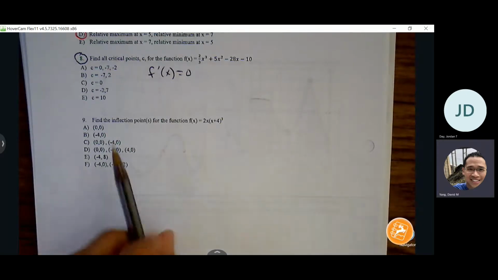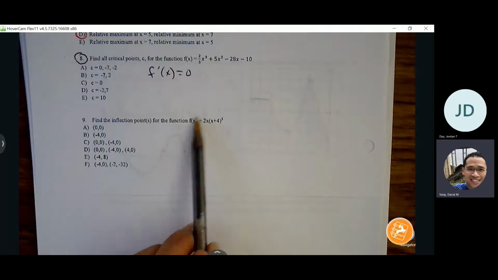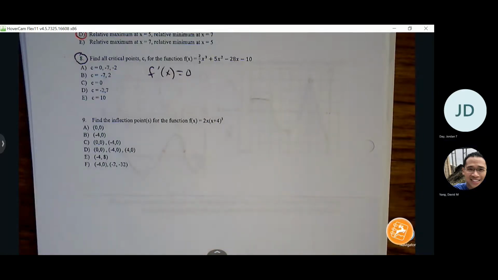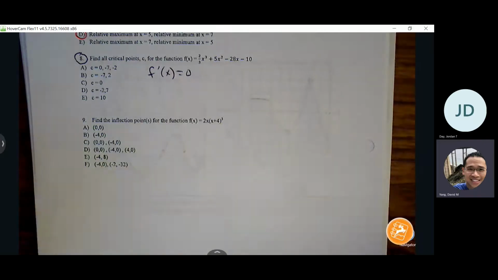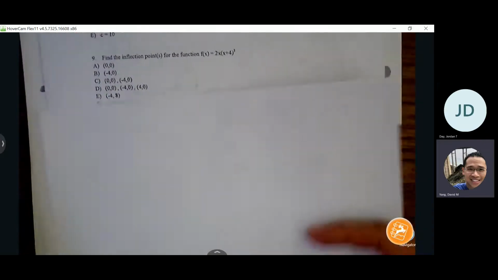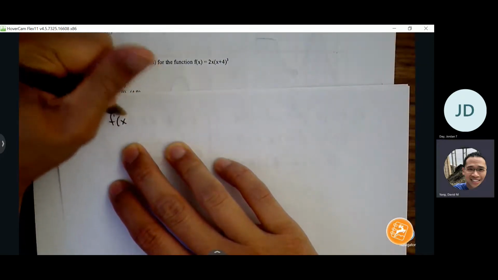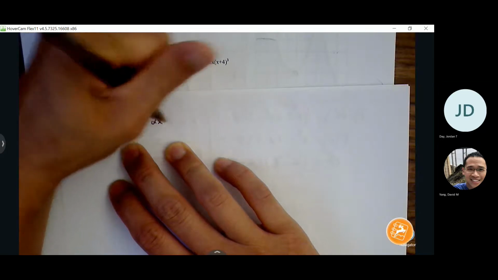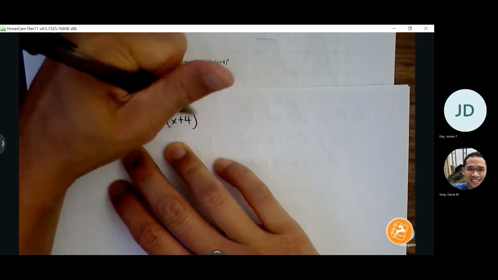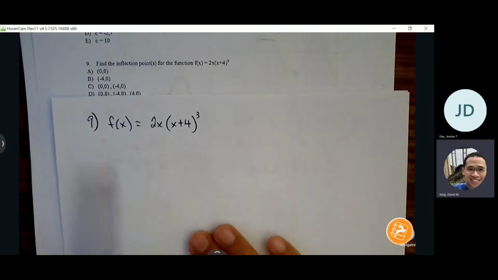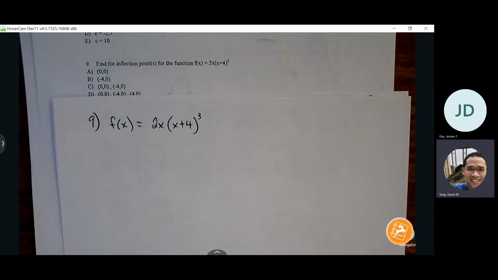Find the inflection points. Inflection points come from the second derivative. We have to make our way down to the second derivative. Okay, the algebra is a little messy here, but first thing is I'm going to just go through product rule and a little bit of chain rule here. So product rule.